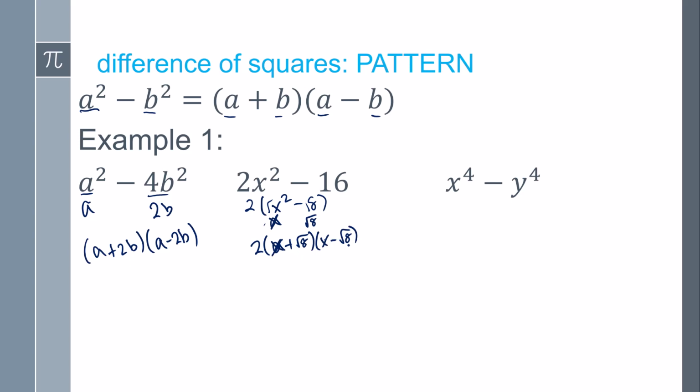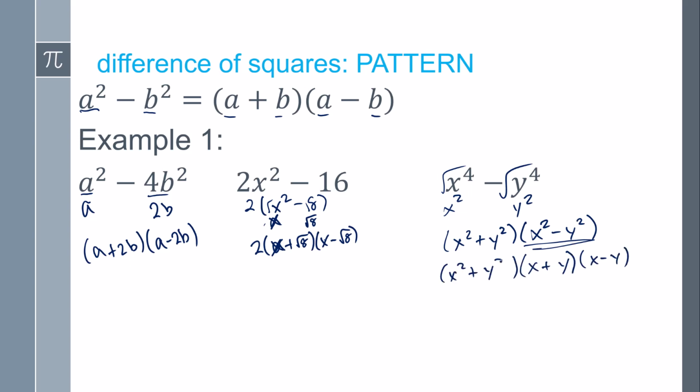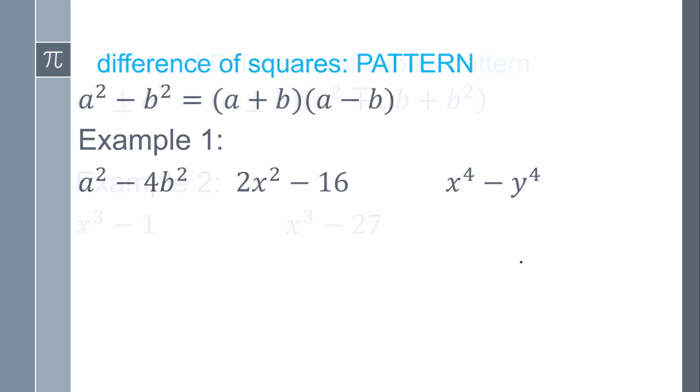For something like this, right, the square root of that would be x squared. The square root of that would be y squared. So it would be a plus b, a minus b. Well, this is also a difference of squares. So that would be the fully factored form.